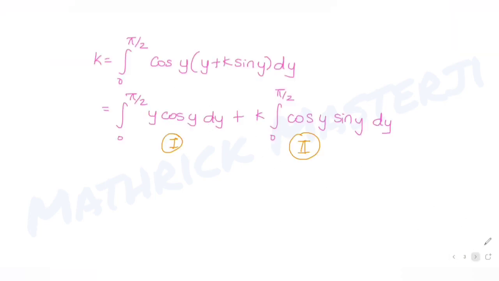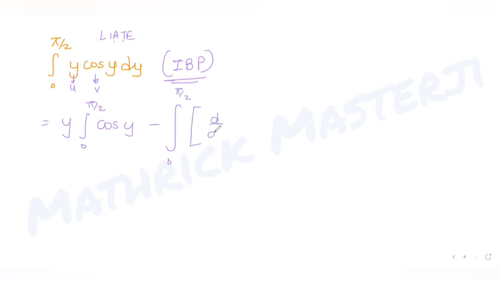If I solve both of them separately, first the integral from 0 to pi over 2 of y cos y dy. It is nothing but the product rule of integration, so we can just use integration by parts. I need to first define what is u and what is v. If I write my order, which is LIATE, it tells me algebraic comes before and trigonometric comes later. So the algebraic function y becomes u and cos y becomes v. So I know it is u times the integral of v, minus the big integral of the derivative of u into the integral of v.